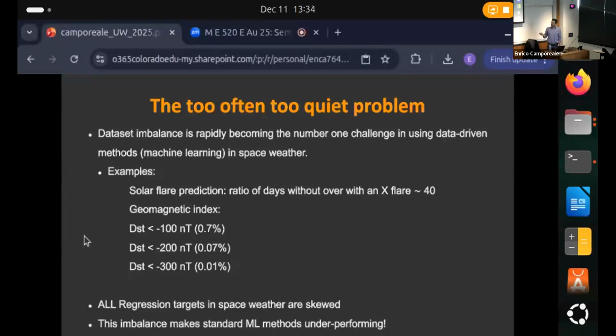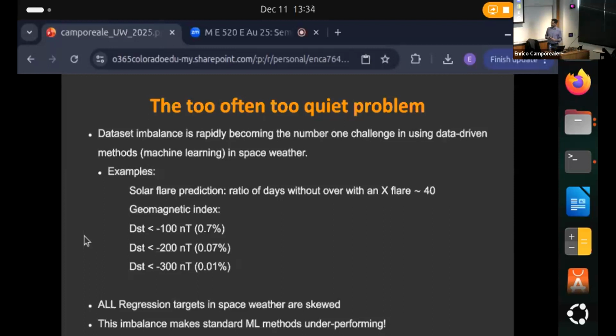I believe this is very much true in space weather, but also in many environmental sciences, geophysics applications, or even engineering, where the data set is so imbalanced that you can't just throw a standard machine learning method at it. Just to have an idea of what we're dealing with, I made some examples. When we talk about solar flare predictions, if you take the days without a flare versus the days with, there's a factor of 40. So the days without a flare are 40 times more abundant than the days with.